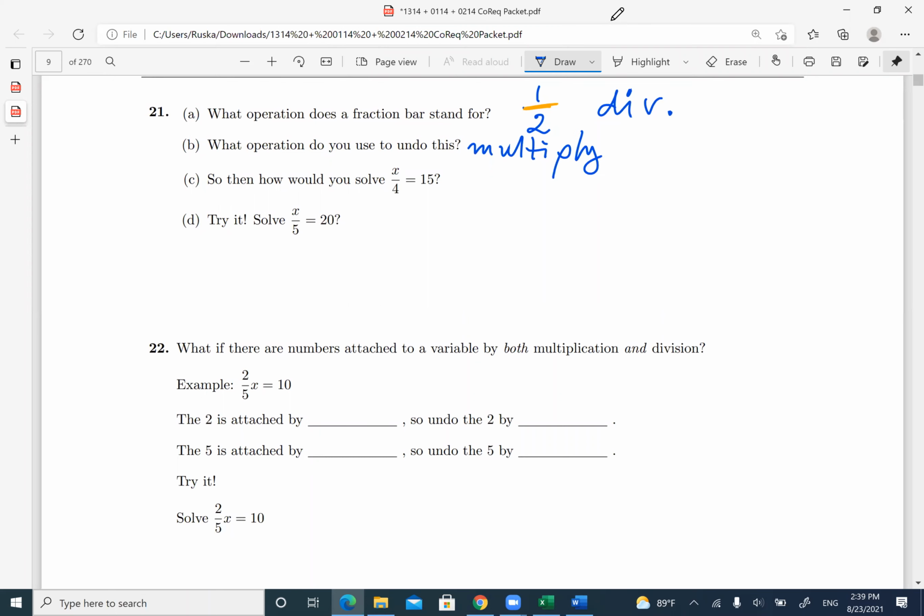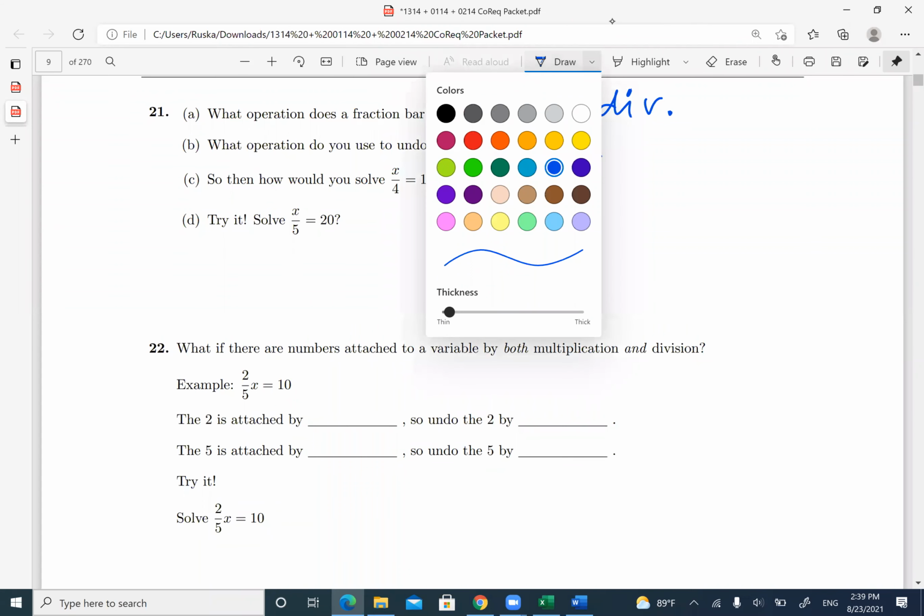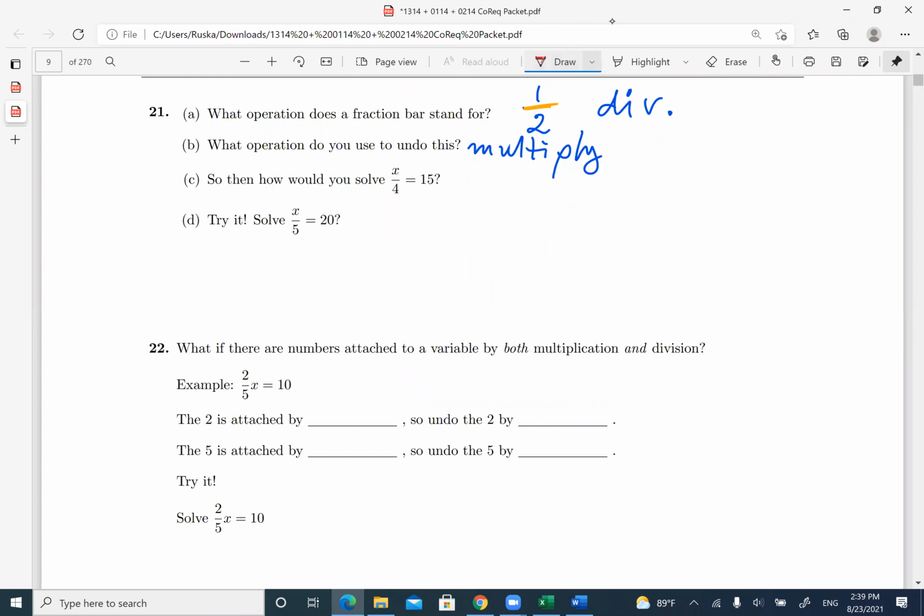Okay? And so then how do you solve x over 4 equals 15? What do you have to do? You have x divided by 4, right? So you're going to multiply by 4 on both sides, times 4, okay?